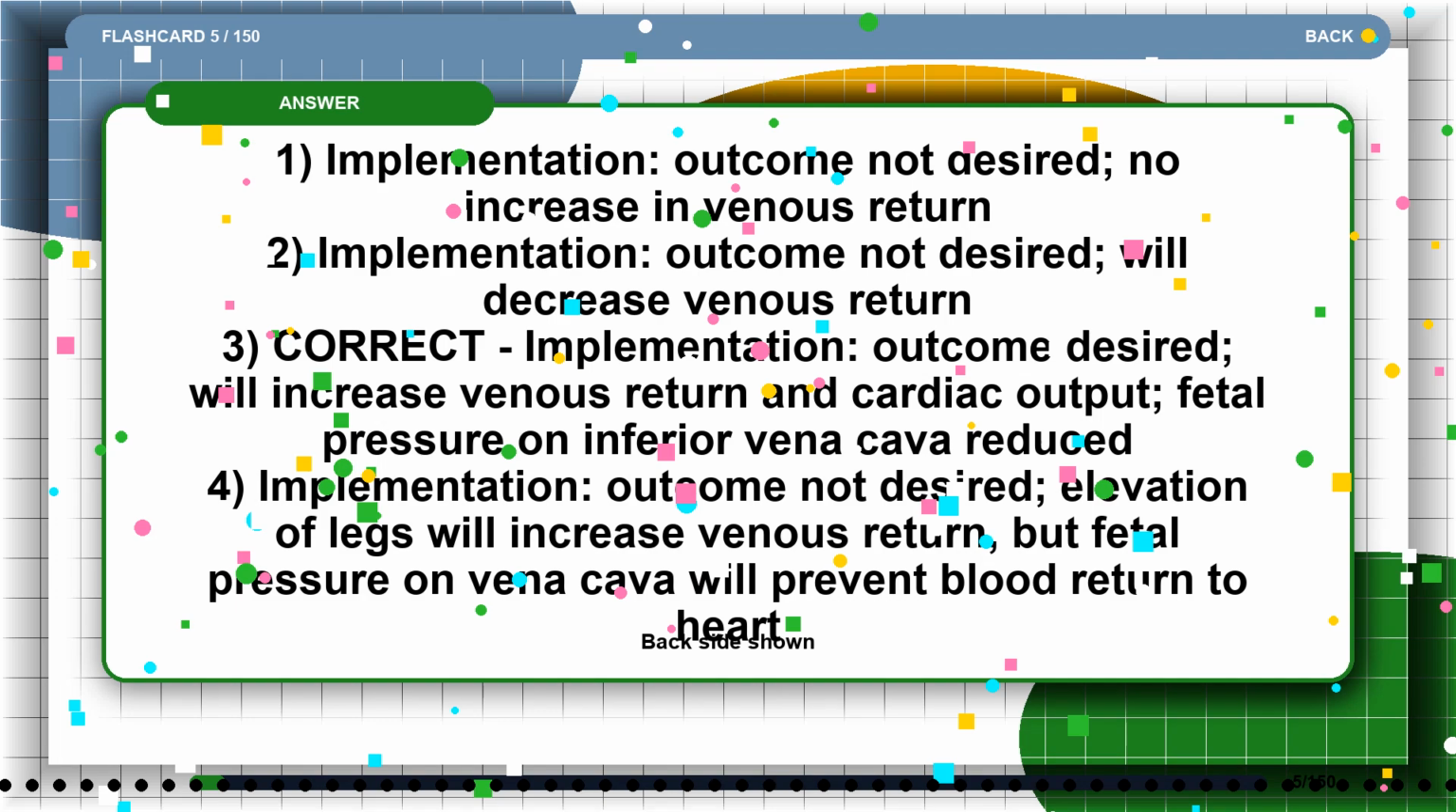The answer is 3. 1. Implementation, outcome not desired. No increase in venous return. 2. Implementation, outcome not desired. Will decrease venous return. 3. Correct implementation, outcome desired. Will increase venous return and cardiac output. Fetal pressure on inferior vena cava reduced. 4. Implementation, outcome not desired. Elevation of legs will increase venous return, but fetal pressure on vena cava will prevent blood return to heart.